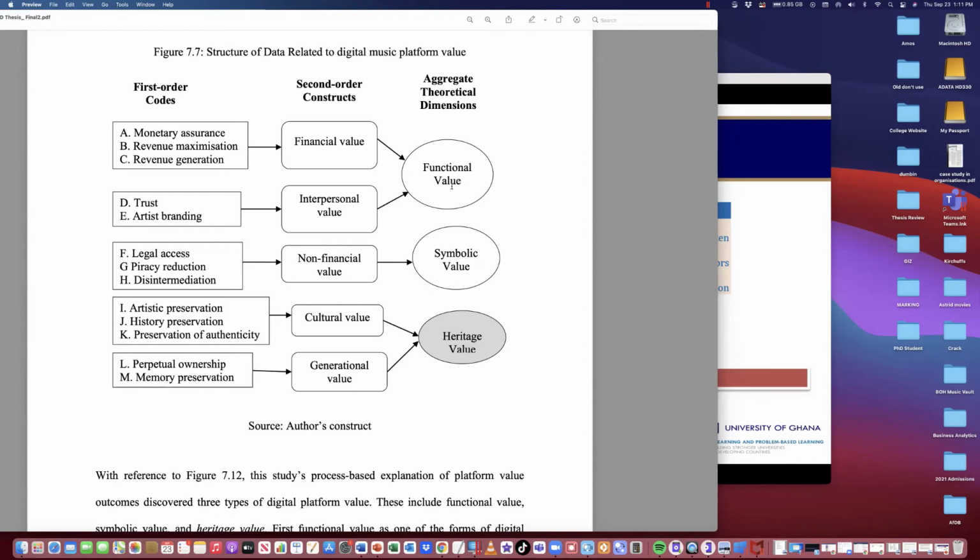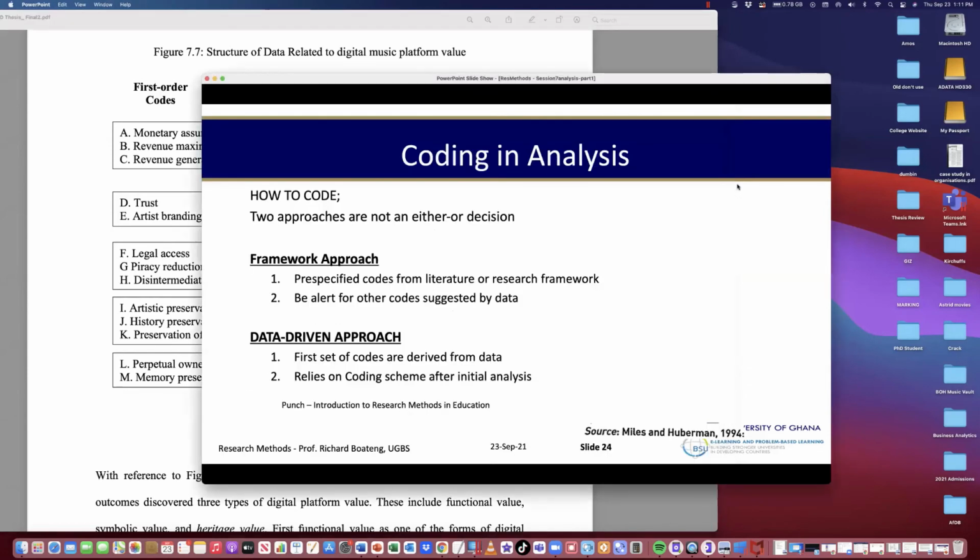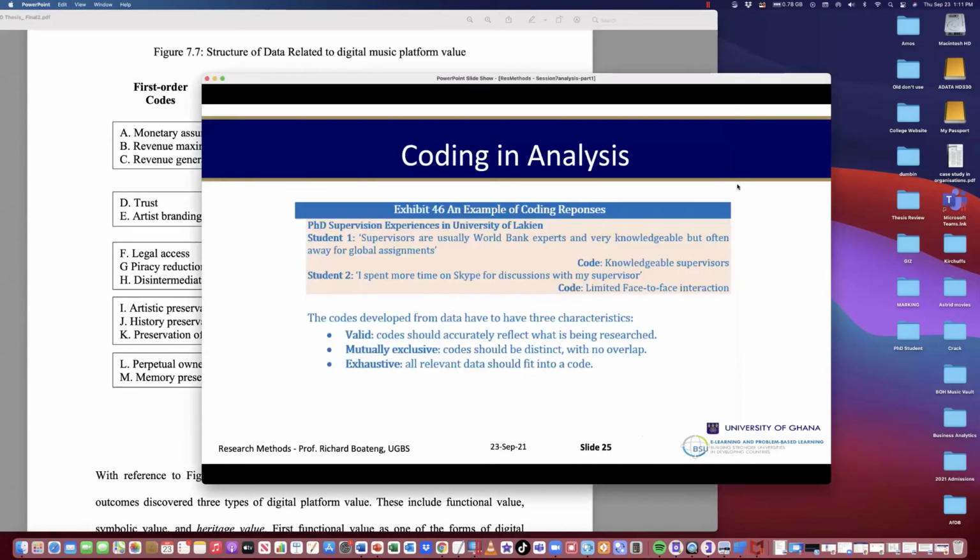So he came up with the different types of value that you can generate from a music platform: the functional value, symbolic value, and heritage value. You cannot generate heritage value if you didn't prove that there's cultural value and generational value, and that there is artistic preservation, history preservation, and preservation of authenticity. These things have to occur before the other ones will occur, and you have to show it here. Okay. Do you understand it? Yes, bro.